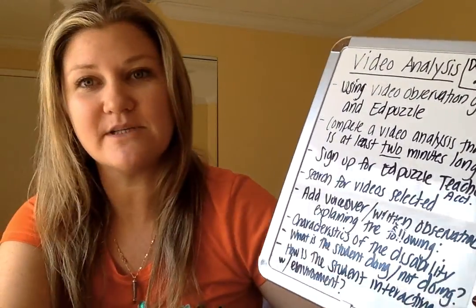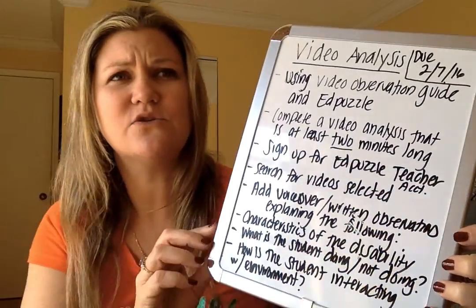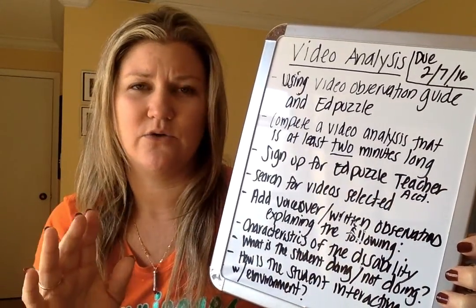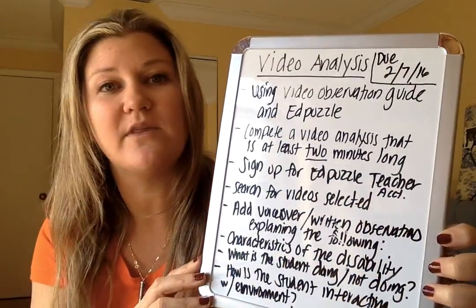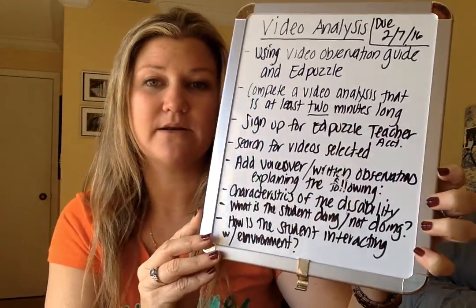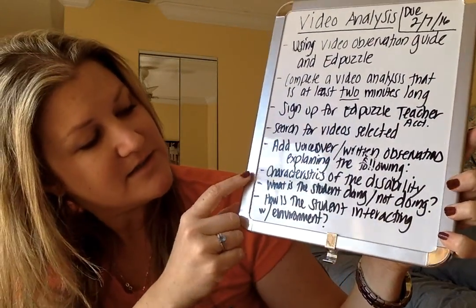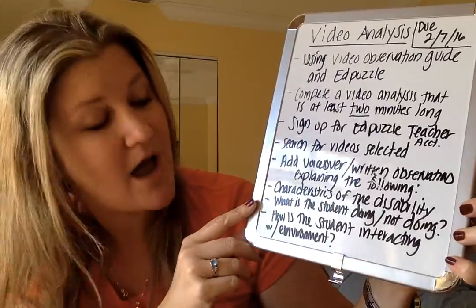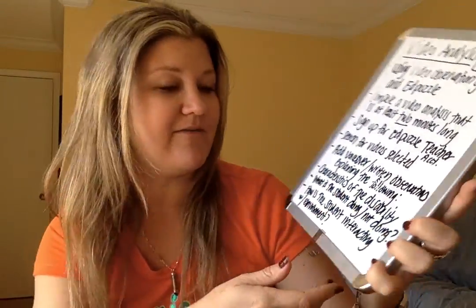What are the characteristics that you're observing of the disability? What is the student doing or not doing in the classroom? And how is the student interacting with his or her environment? Okay? So again, you're going to look at what are the characteristics, what is the student doing or not doing, and how is the student interacting with their environment. So that's the first portion of your video observation guide.